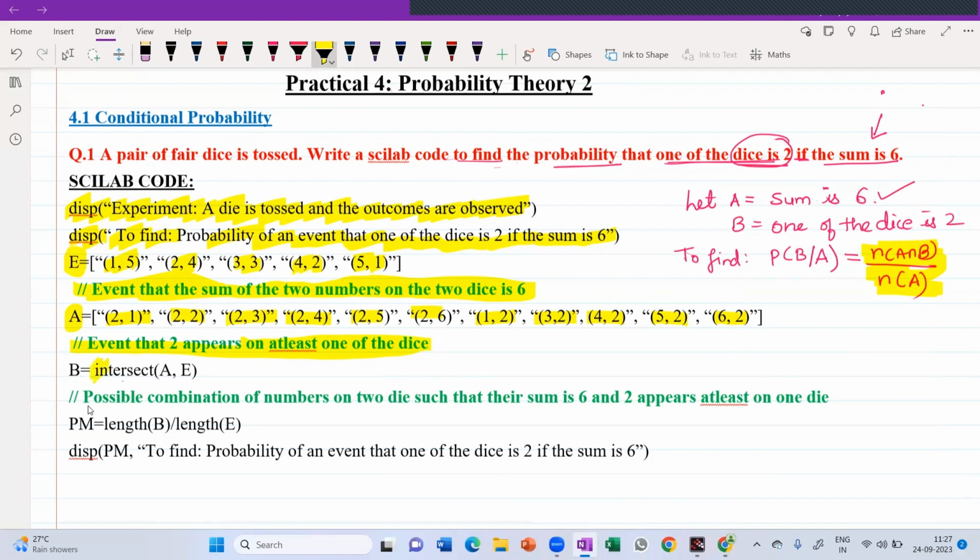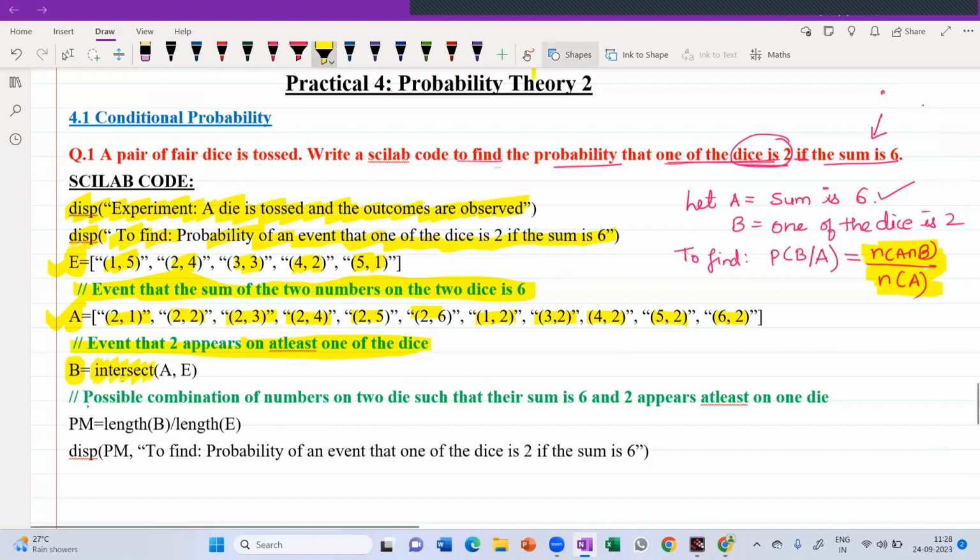So we are just going to give the command intersect of whom? E and A. So that I have written A, E. That I have stored in a variable B, and I am interested in knowing the cardinality of this. Cardinality is what? How many elements are there in the set B. Because we are interested in the number of elements.